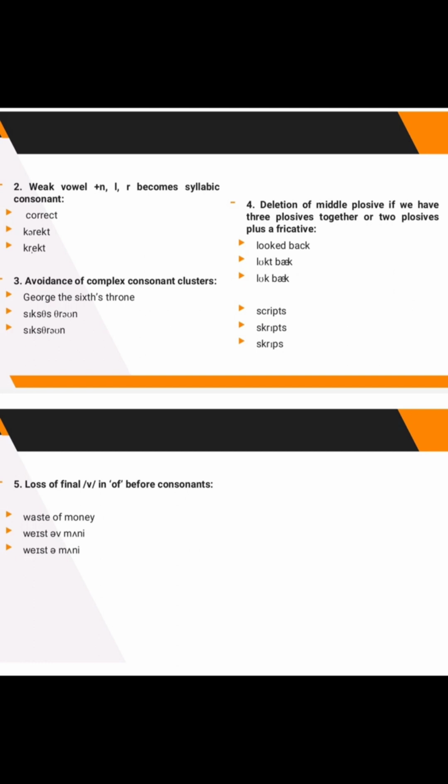Of course, this happens in connected speech, in rapid or conversational speech, casual speaking style. Or if we have 2 plosives plus a fricative, we also delete the middle plosive, as in scripts. In scripts, we have pe a plosive, te a plosive, se a fricative. We delete the te, and we say scripts, which is easy and also understood from the context.